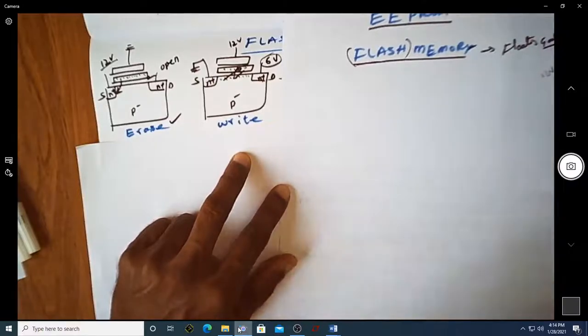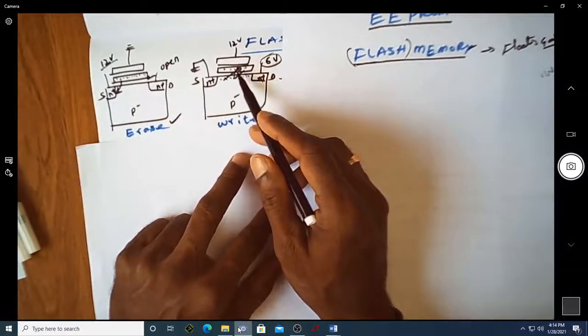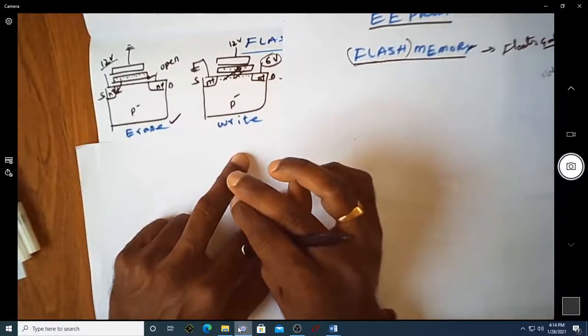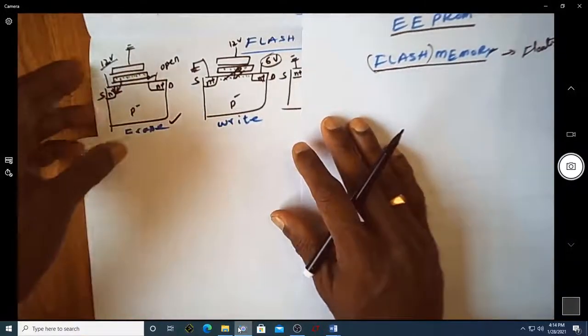Assume that I want to read the value. So what do I mean by read? I want to verify whether the threshold voltage of the MOSFET is at the previous value of 0.5 volt, or is it more than 5 or 6 volts. So this is how we're going to read it.